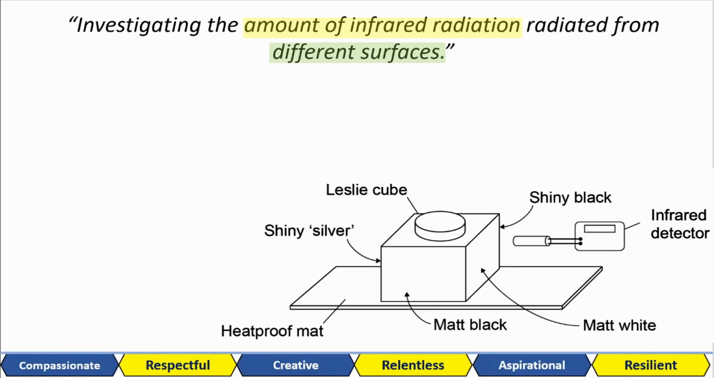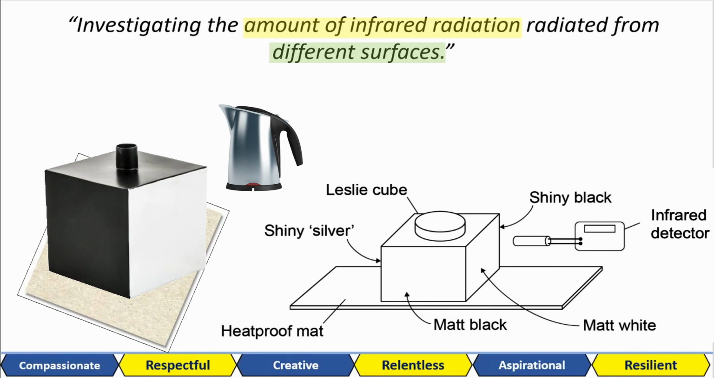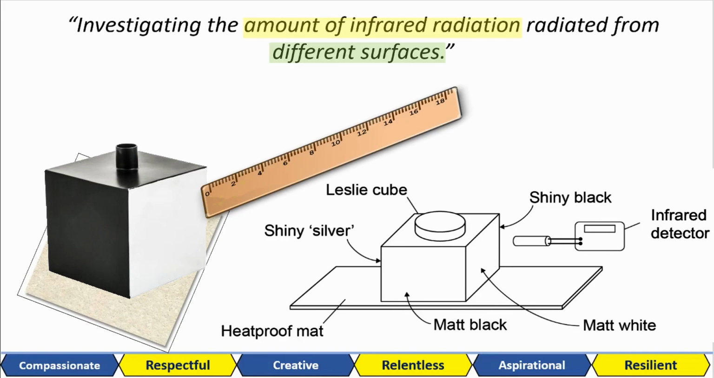These are the steps. It's actually a pretty simple experiment. First thing, you place the Leslie cube on a heat-proof mat. Then you fill up the cube with hot water that you get from the kettle, and then you apply the lid straight away. Use a ruler to position your infrared detector 5 centimeters away from the surface that you're measuring. Then you record your highest temperature, and you do the same for each surface, making sure that your infrared detector or your thermometer is always 5 centimeters away, or whatever distance that you decide.